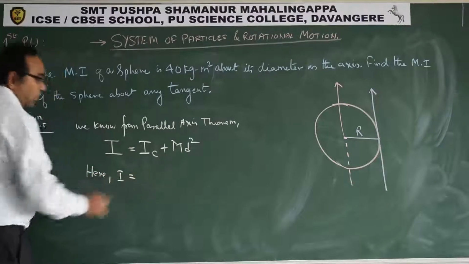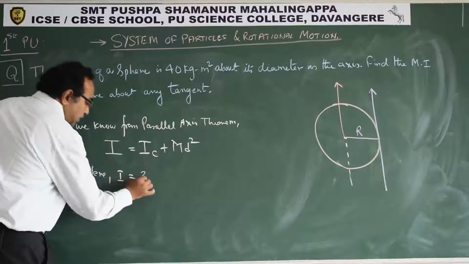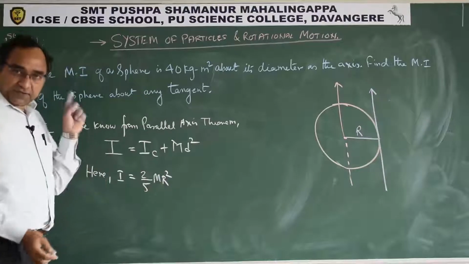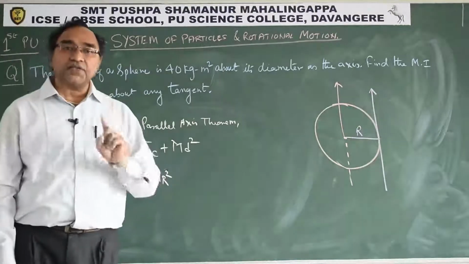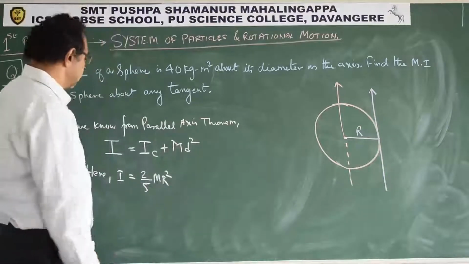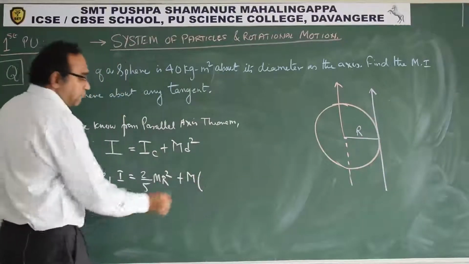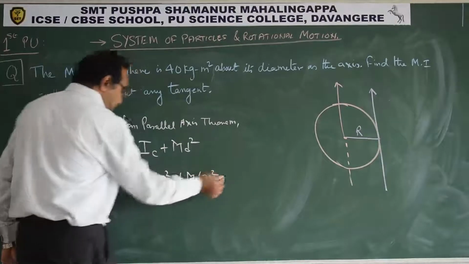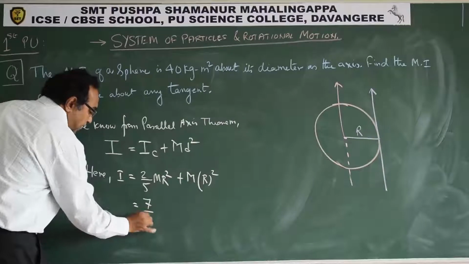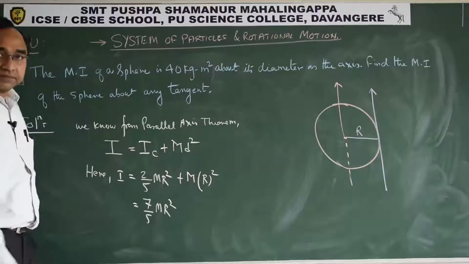So here, what is the moment of inertia about the center for a sphere? 2 by 5 mr square. We have seen that. I have considered it as a solid. Unless mentioned, assume it as a solid sphere. Plus mass times distance between them is r, so r square. So what we get? mr square. So 7 by 5 mr square. This is what we get.